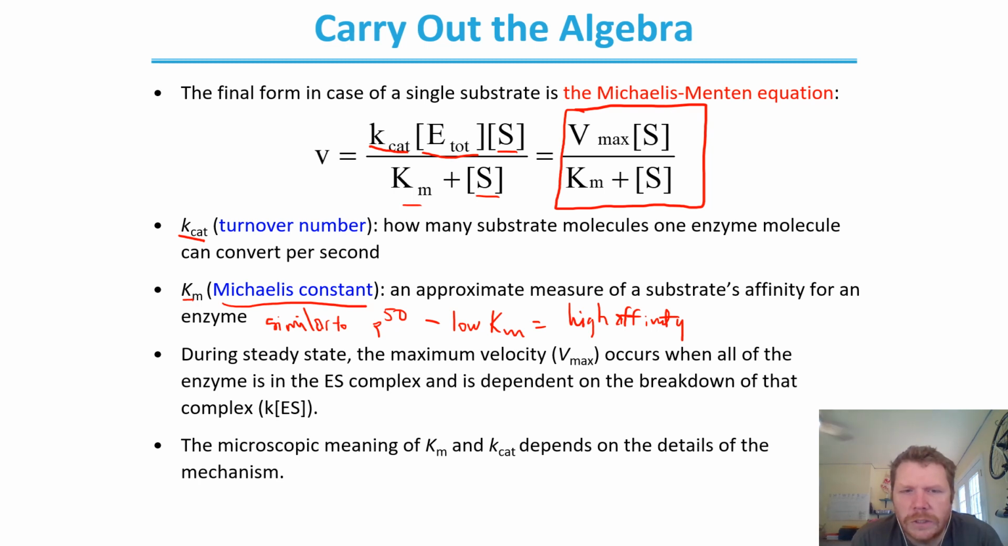So during steady state, the Vmax occurs when all of the enzyme is in the ES complex. It is dependent on the breakdown of that complex. So our rate constant times our ES complex concentration. The microscopic meaning of Km and Kcat depends on the details of that mechanism. These are two terms, however, that are very important for you to understand: turnover number and our Michaelis constant.